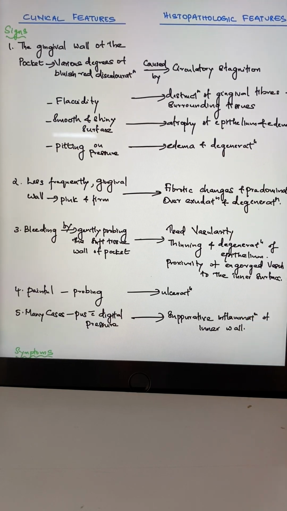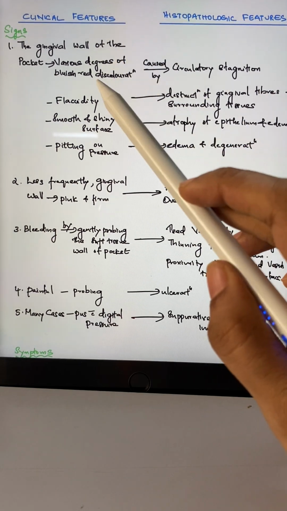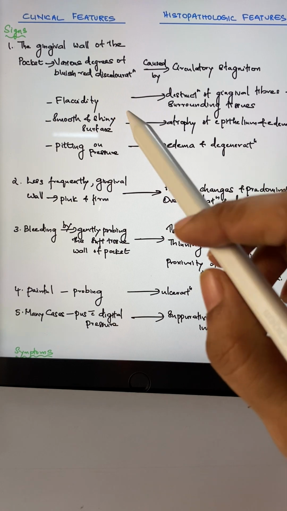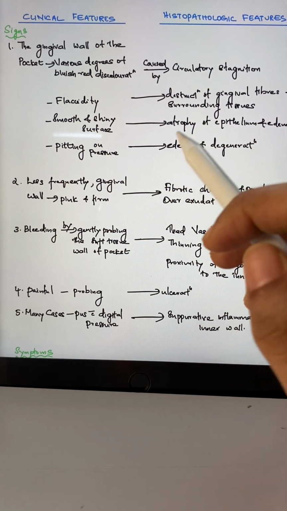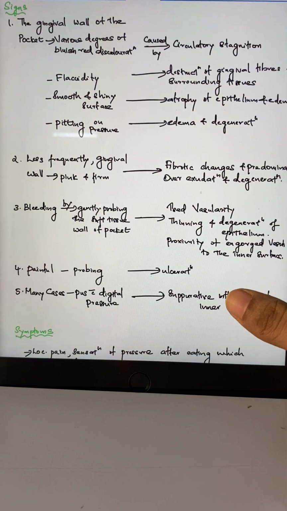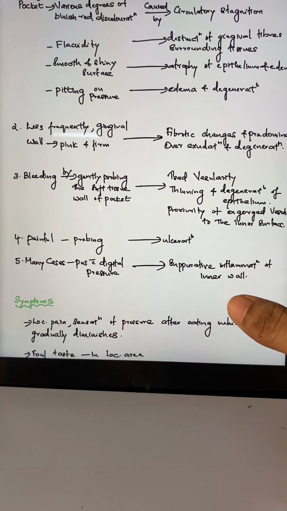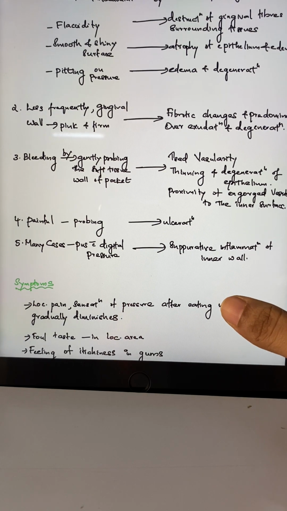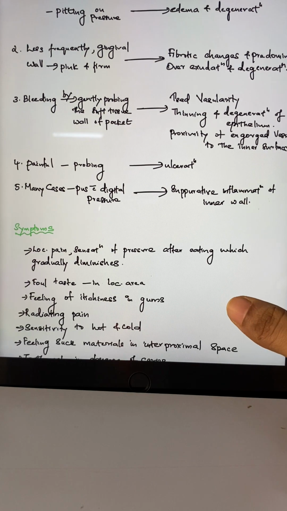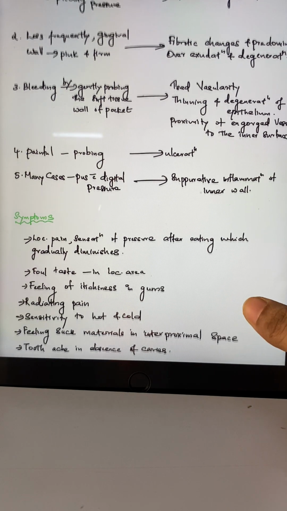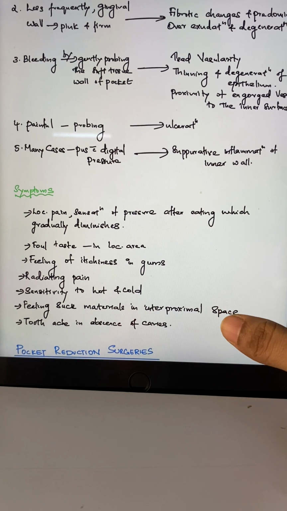First, the clinical feature is the gingival wall of the pocket. We can see various degrees of bluish red discoloration, flaccidity, a smooth and shiny surface, and pitting on pressure. These all can be seen. Less frequently, we can see a pink, firm gingival wall. If by gently probing the soft tissue wall of the pocket, we can see bleeding, then painful probing, and in many cases pus with digital pressure. These all are the signs of the pocket.